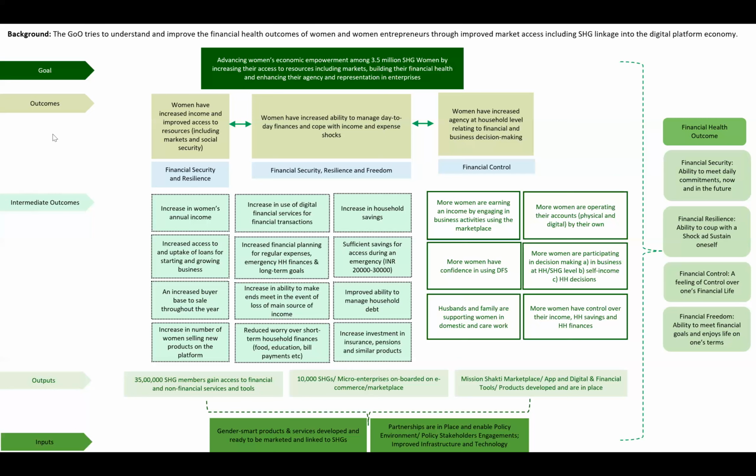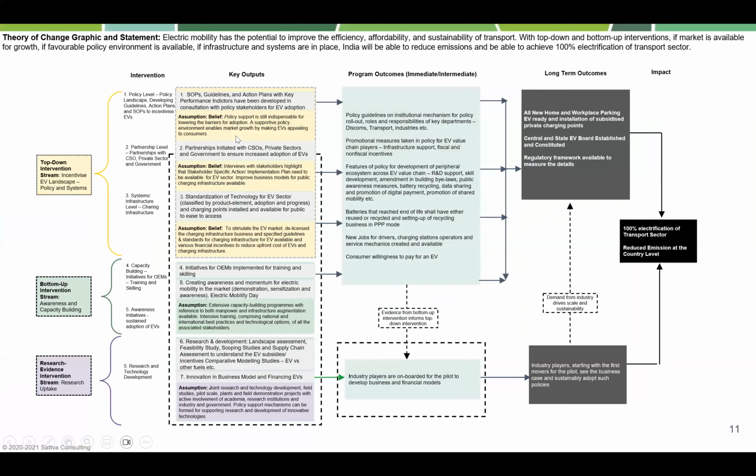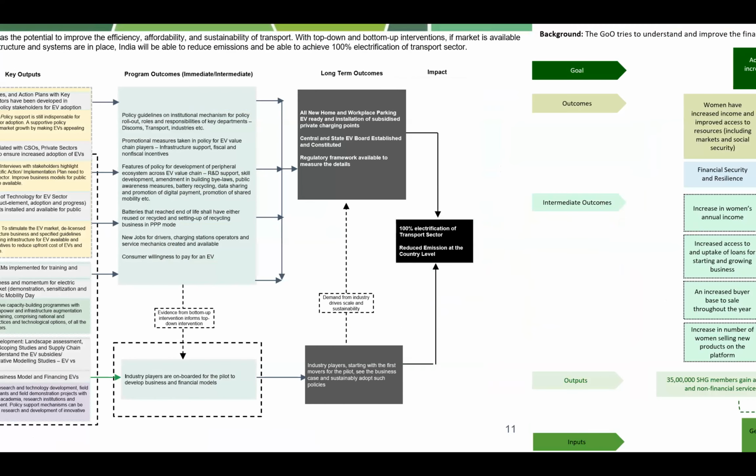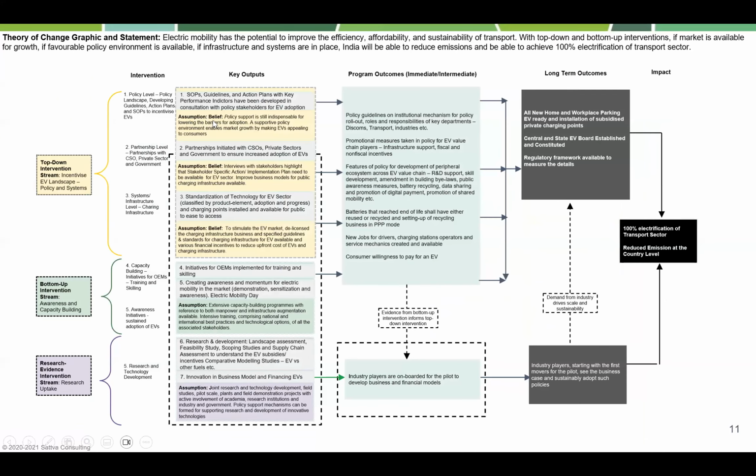Yes, the risk can be, because of why I put the assumption. With an assumption, you always discuss the risk. Be thankful for the question, because in the next slide I will discuss that. It's always helpful to put the assumption and risk together. In the first assumption I put as a belief, policy support is always required, and it's still indispensable for lowering barriers for adoption. What should the risk be?